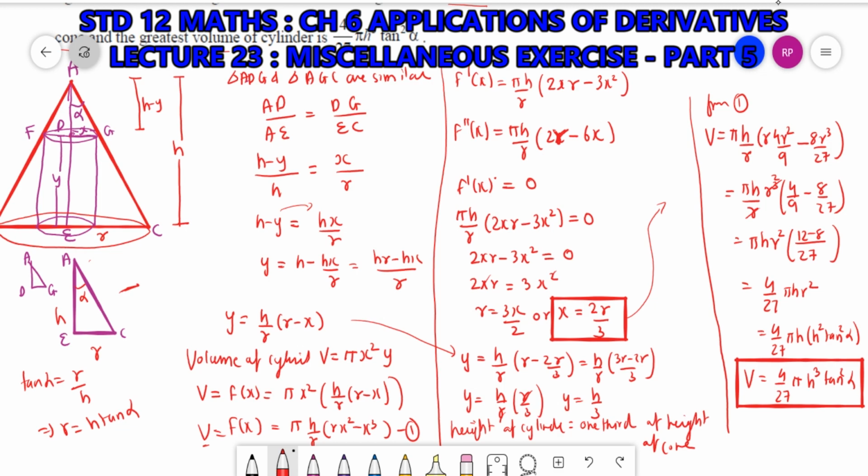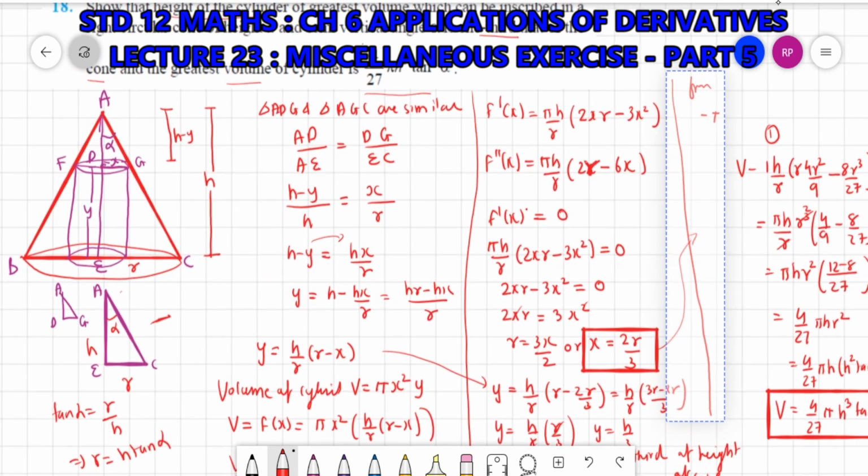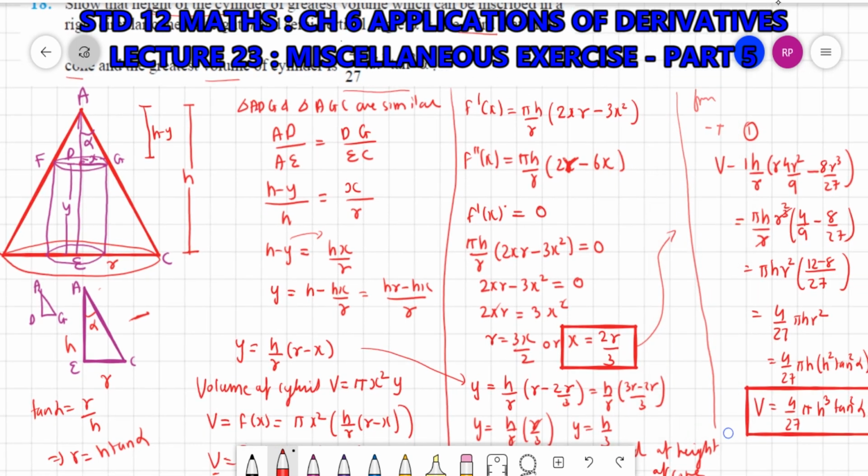Clear? So this was about question number 18. So just note it down.